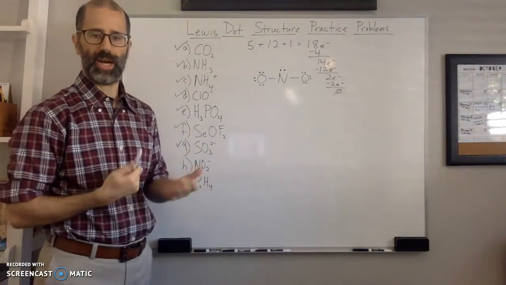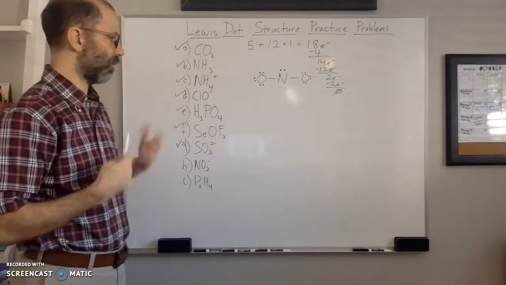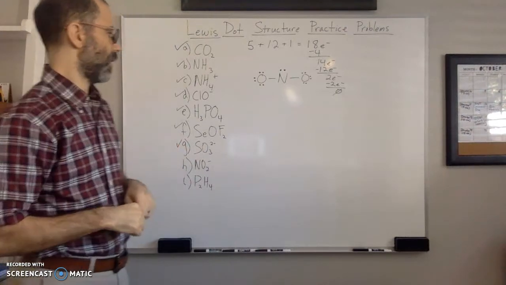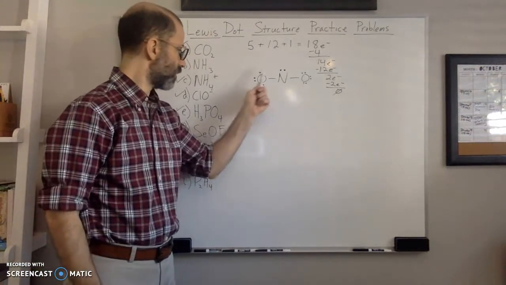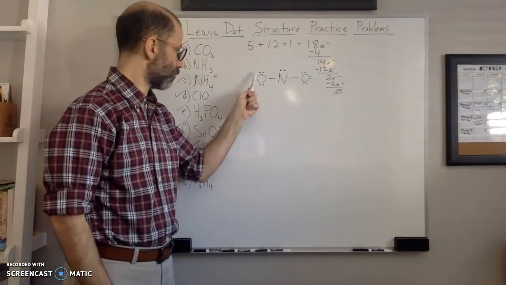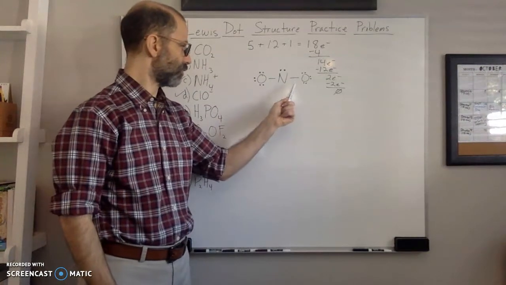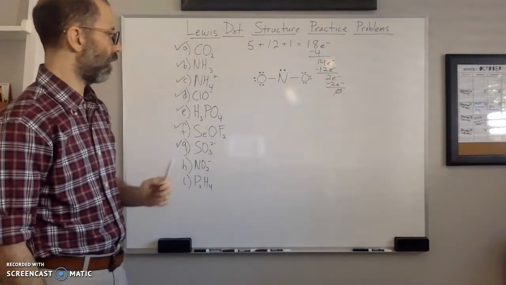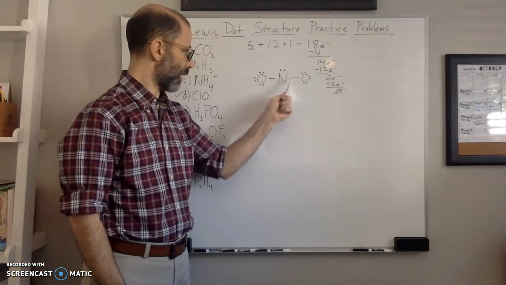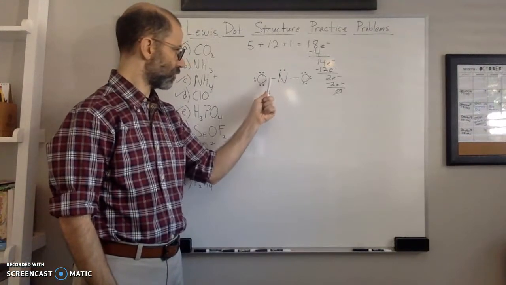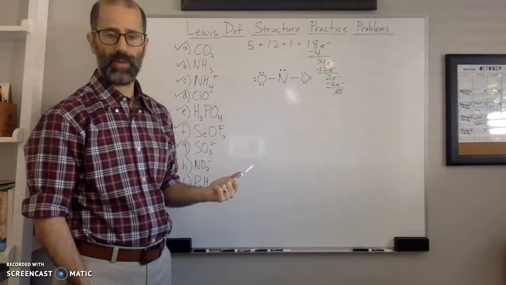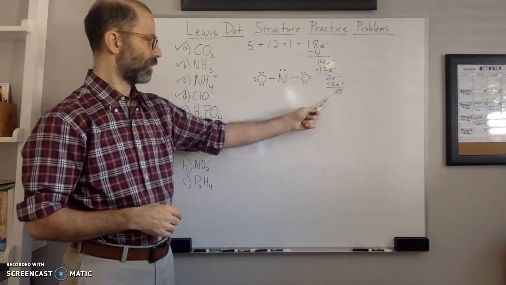And so now I check octets and duets. I don't have hydrogen, so I don't need to worry about duets, at least in this case. So this oxygen has a bond and 3 lone pairs, so that's 8 electrons. A bond and 3 lone pairs, that's 8. But look at nitrogen, I have 2 bonds and 1 lone pair, so that's 2, 4, and 6. So I need another lone pair, but I don't have any more electrons.